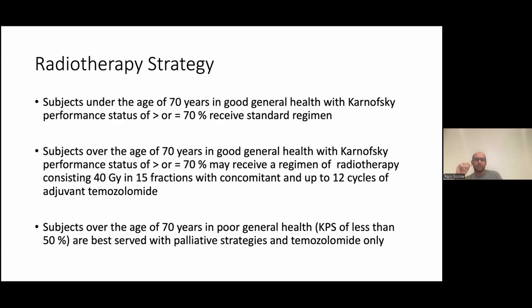Subjects over the age of 70 in good health with performance status of 70 or greater may receive a regimen of radiotherapy consisting of 40 gray delivered in about 15 fractions with concomitant and up to 12 cycles of adjuvant temozolomide after. So it's about 12 months of temozolomide after. Subjects over the age of 70 or under the age of 70 in poor health with a KPS of less than 50% are best served with palliative strategies and sometimes temozolomide only.